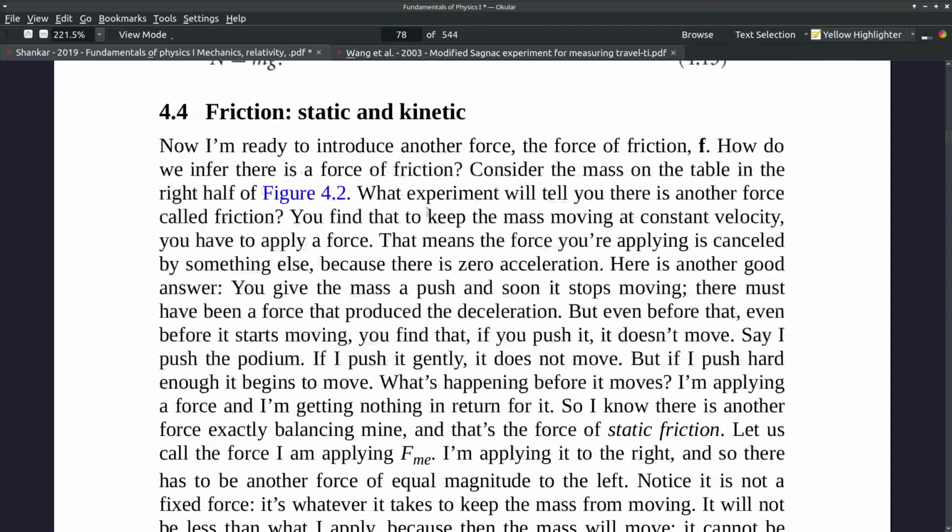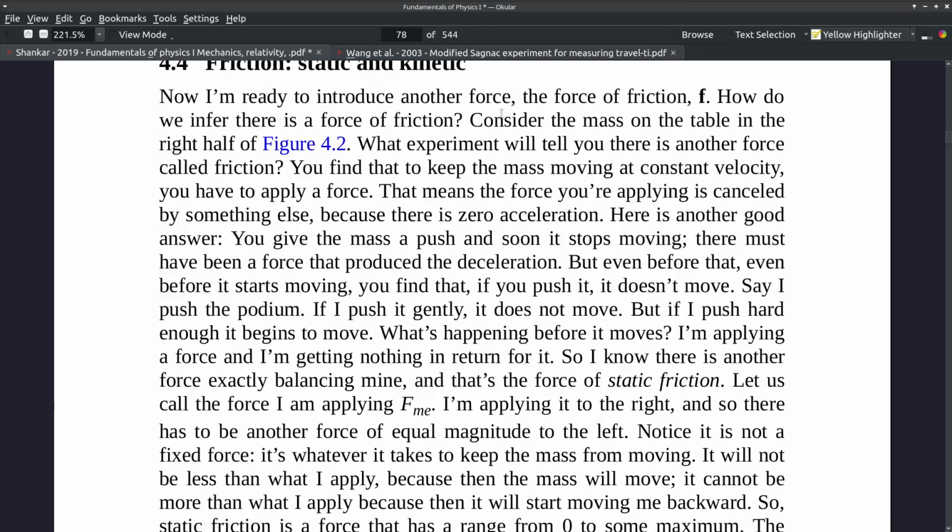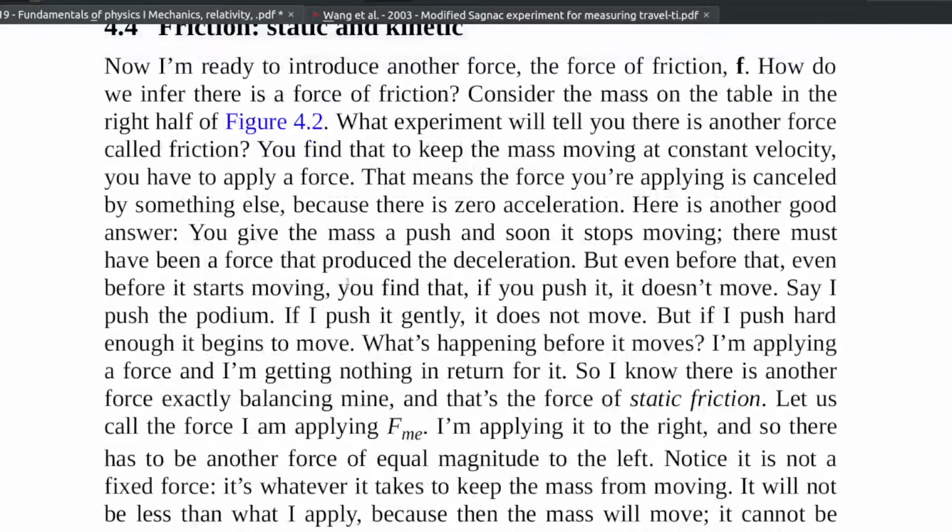4.4, friction, static and kinetic. Now I'm ready to introduce another force, the force of friction, F as a vector. How do we infer there is a force of friction? Consider the mass on the table in the right half of figure 4.2. What experiment will tell you there is another force called friction? You find that to keep the mass moving at constant velocity, you have to apply a force. That means the force you're applying is canceled by something else because there is 0 acceleration.